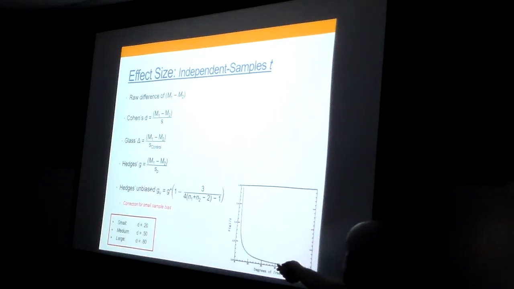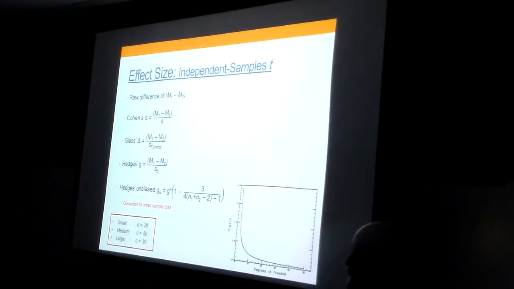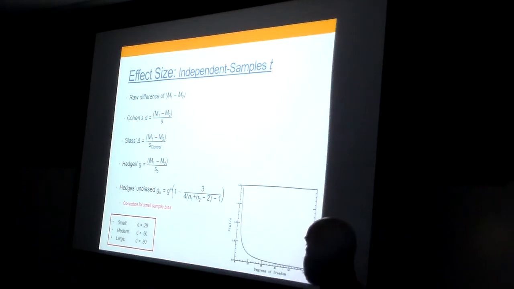Basically what we're doing with Hedges unbiased G is we calculate G, calculate Hedges G, and then just multiply this by 1 minus 3 over 4 times sample 1 plus sample 2 minus 2 minus 1. It's just a correction. This is going to be a number that's less than 1, right? And anytime we multiply something by a number less than 1, what does it do to our outcome? Drives it down, right? But as our sample sizes get larger and larger, this value is going to get closer and closer to 1. And so what ends up happening is we get a big correction for our effect size in small samples and a smaller correction for larger samples.